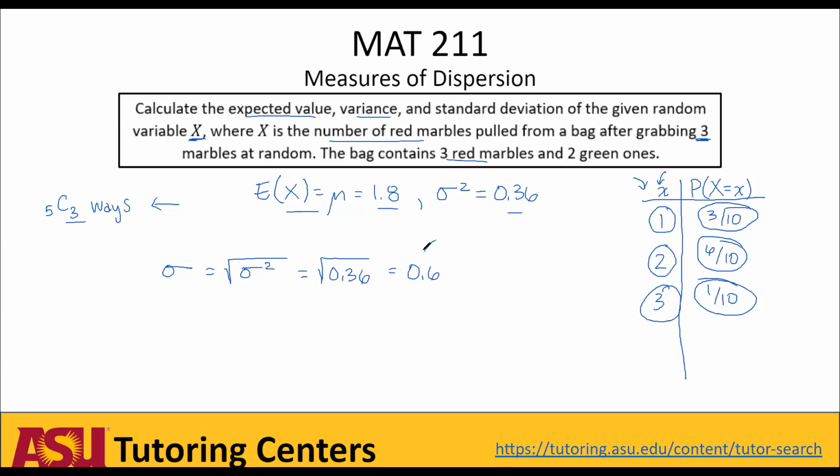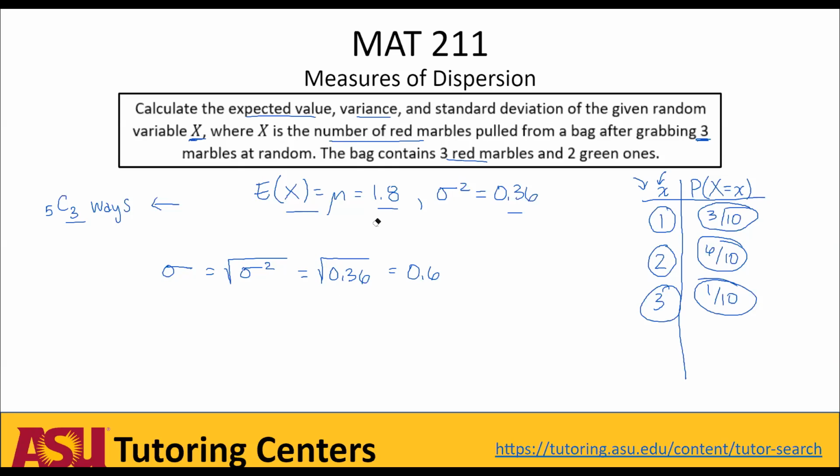And notice that we take the positive square root. So technically speaking, the square root of 0.36, we would have plus or minus 0.6 here. So you could either have a positive or negative root. However, standard deviation is always positive because it is a measure of dispersion. So therefore it has to be a positive number. So we always take the positive root here.